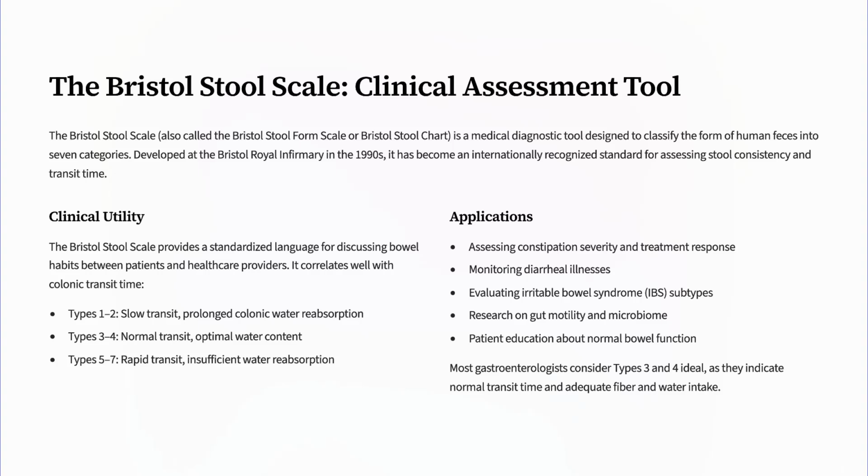Type 5 consists of soft blobs with clear-cut edges, indicating mild diarrhea. Type 6 is fluffy pieces with ragged edges, indicating moderate diarrhea. Type 7 is entirely liquid with no solid pieces, indicating severe diarrhea. Clinical utility includes assessing bowel function, monitoring treatment response, and facilitating patient-provider communication about bowel habits.